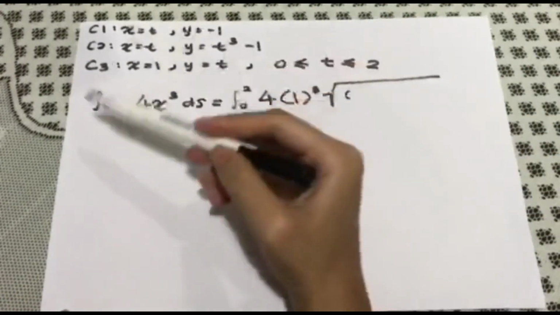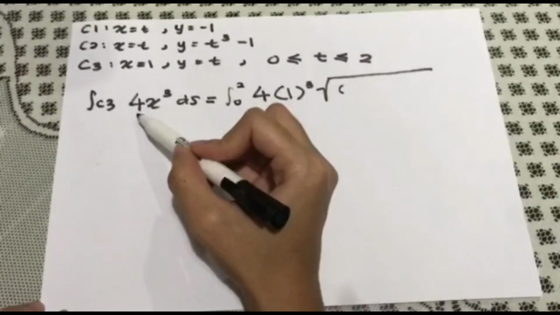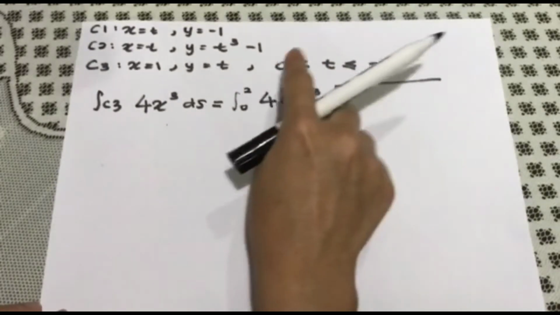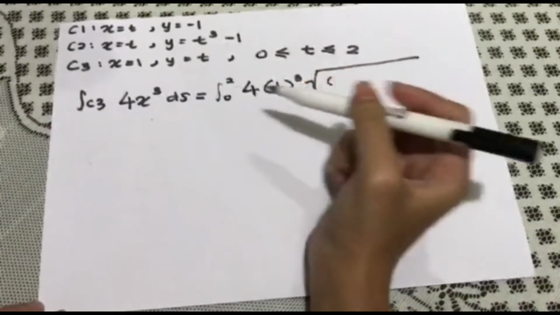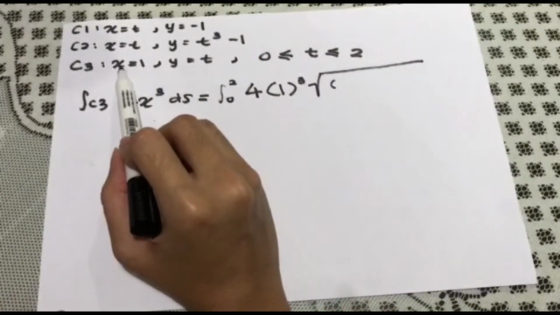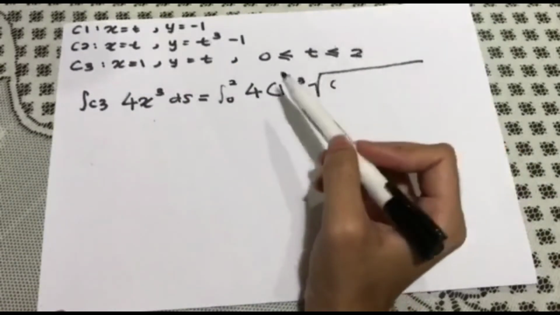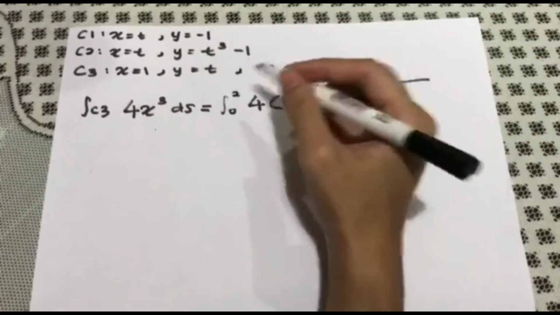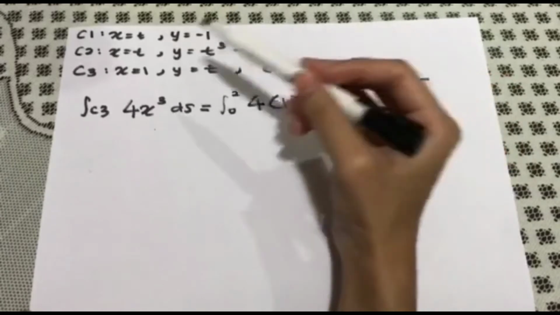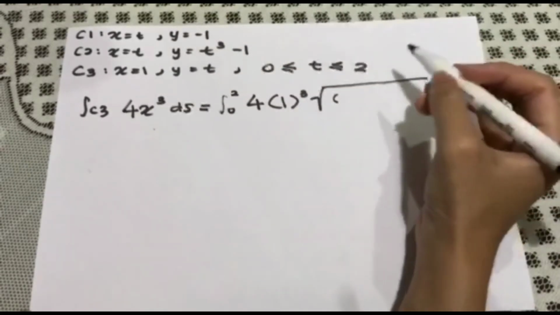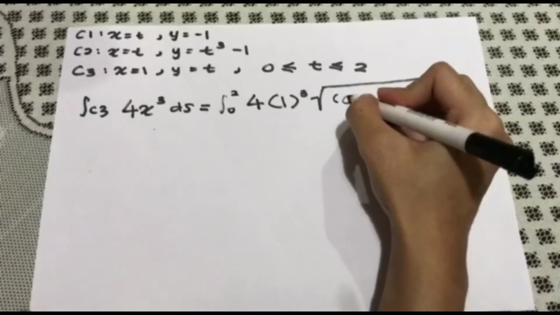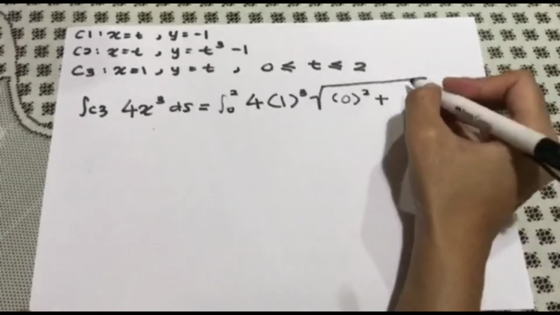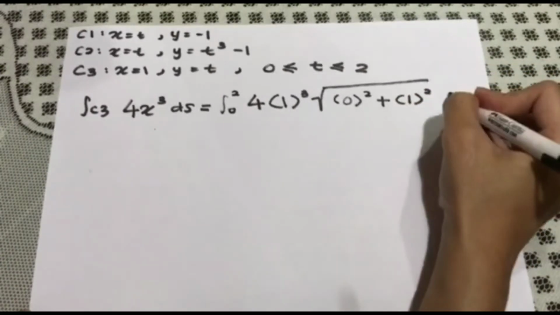So let's solve it. The integration for C3, the function 4x cubed ds, is equal to the limit from 0 to 2. Since the value for x is a constant, we just directly substitute the value in for x. For x, we have the derivative of 1 is 0 plus the derivative of t is 1, dt.